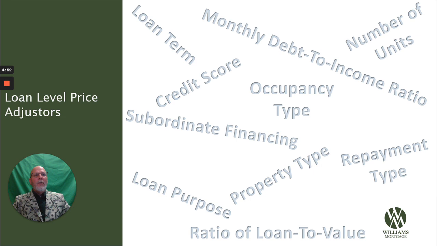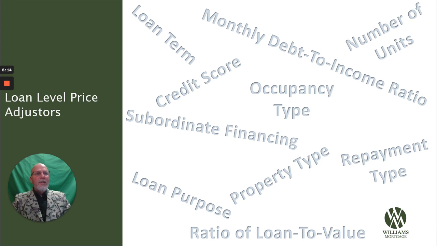The primary risk characteristics that trigger LLPAs include but are not limited to credit score, the higher the better, loan term, the shorter the better, occupancy types such as owner-occupied, second homes, vacation homes, investment properties, and the number of units in the home.